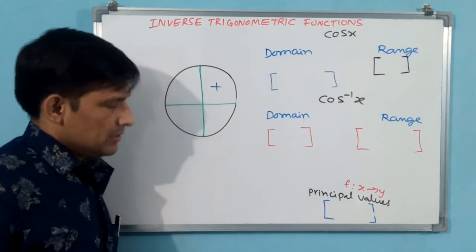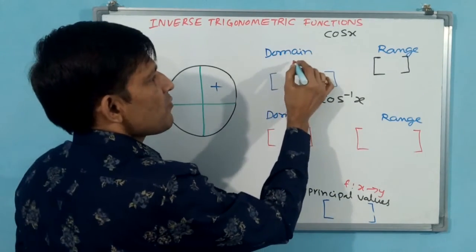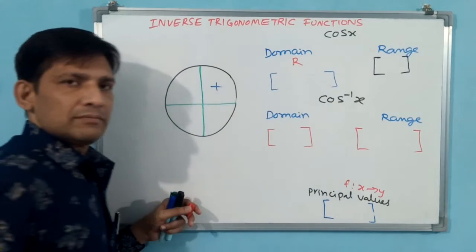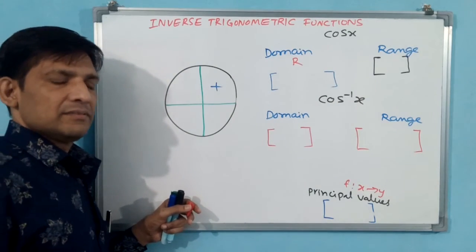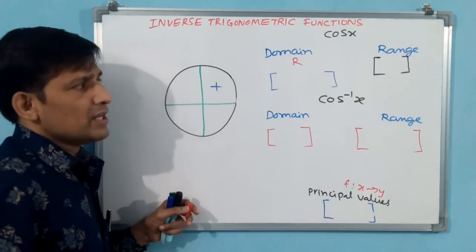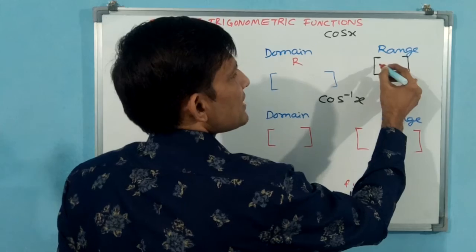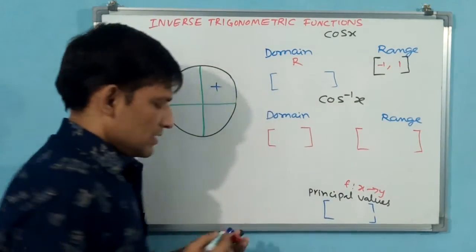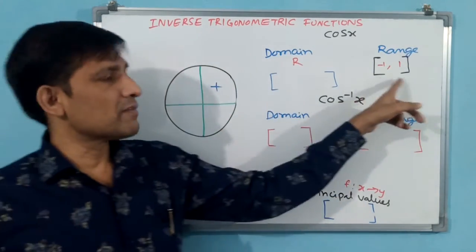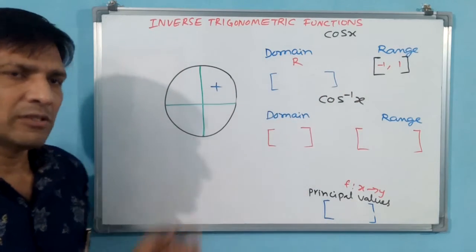Okay. Now you see, forget about inverse. For cos x, what is the domain? Domain is R. Like sin x, you can give R, minus infinity to plus infinity, anything you can give, then it is going to give an output. What will be the output? It will be between minus 1 and 1. Is it a closed interval or open interval? Closed interval only. Why? Because sin also gives minus 1, cos also gives minus 1.